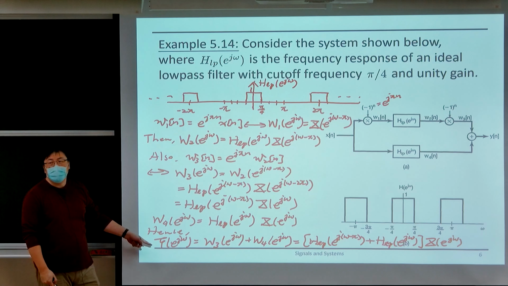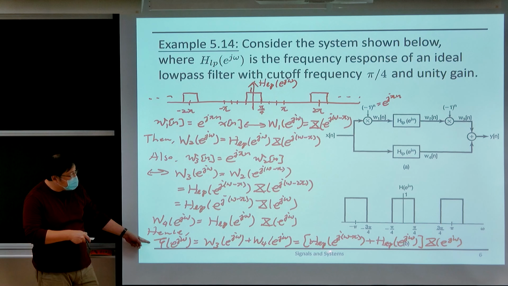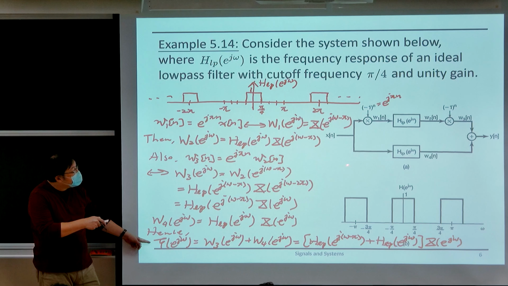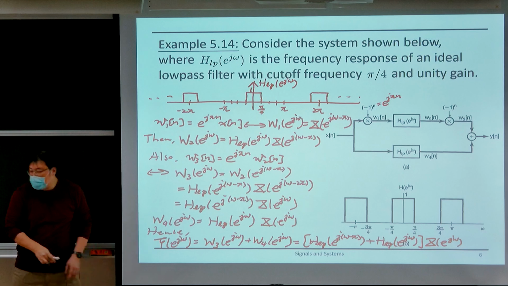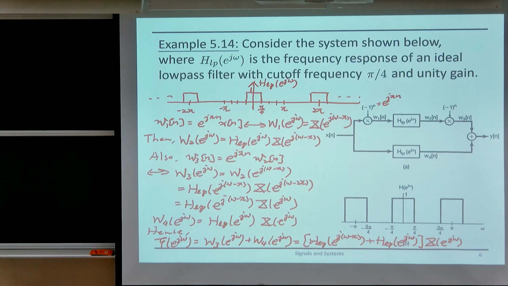So by the convolution property, you may immediately see that this thing inside the bracket is the effective frequency response of this system between x and y. Okay? So this thing here is the effective frequency response.